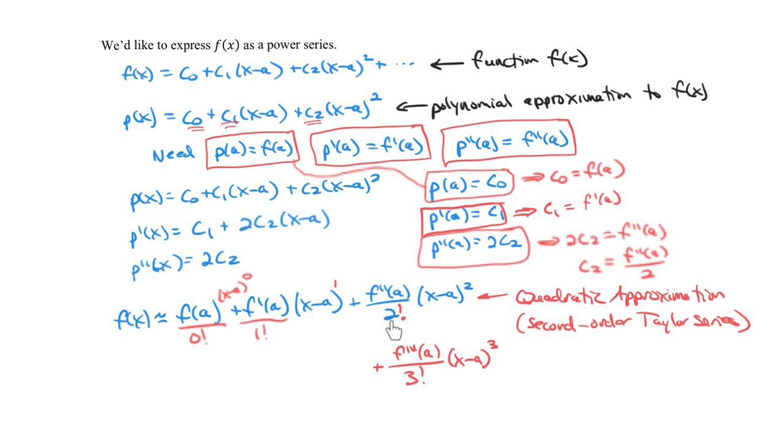You might not notice the factorial here, but 2 factorial is 2, right? Because 2 factorial is just 2 times 1. So it's 2 factorial here. So you can sort of see the pattern. So if I wanted to add another term, it'd be the 4th derivative, right? The 4th derivative of f at A divided by 4 factorial times x minus A to the 4th power, and so on and so forth.